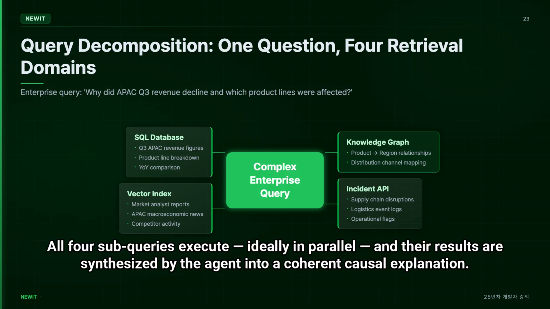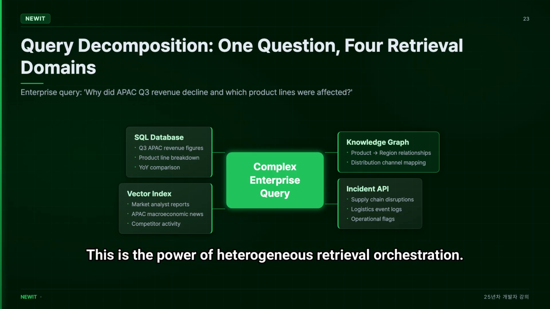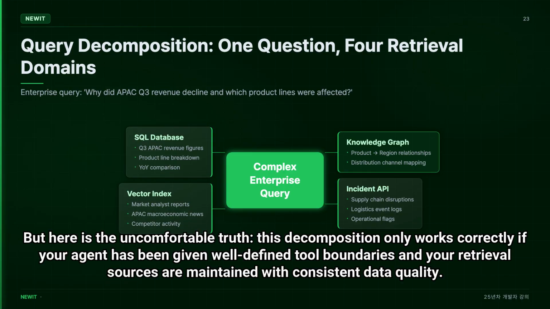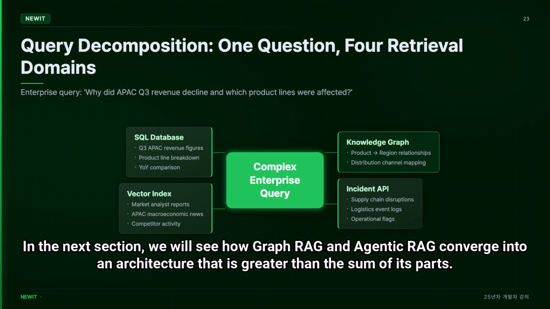All 4 subqueries execute, ideally in parallel, and their results are synthesized by the agent into a coherent causal explanation. This is the power of heterogeneous retrieval orchestration. But here is the uncomfortable truth. This decomposition only works correctly if your agent has been given well-defined tool boundaries and your retrieval sources are maintained with consistent data quality. In the next section, we will see how Graph RAG and Agentic RAG converge into an architecture that is greater than the sum of its parts.